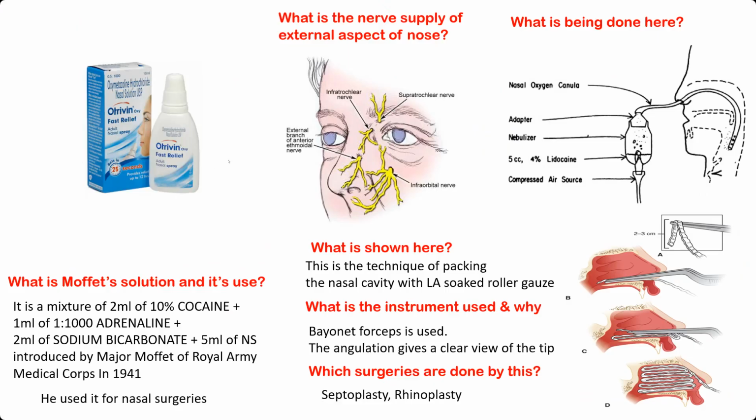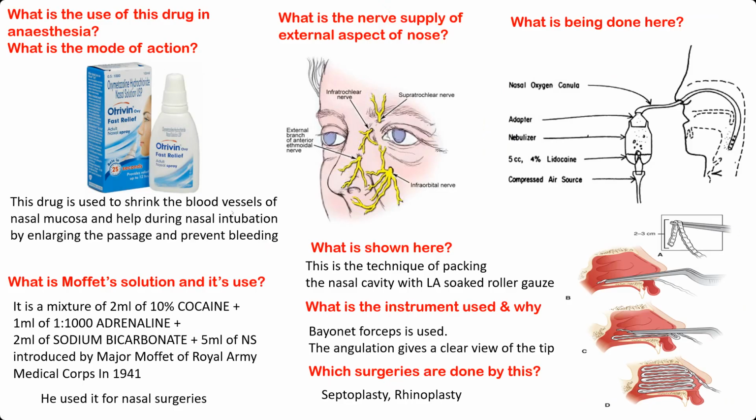Nasal decongestants. What is the pharmacological name of Otrivin? Otrivin is the commercial brand name; the drug is oxymetazoline. What is the mode of action? How does it cause nasal decongestion? Vasoconstriction of the nasal mucosa. Direct vasoconstriction, very good. So the drug is used to shrink the blood vessels of the nasal mucosa and help during nasal intubation by enlarging the passage, and it acts by a direct vasoconstrictor effect.